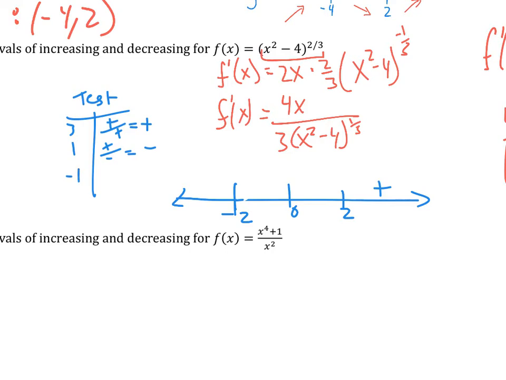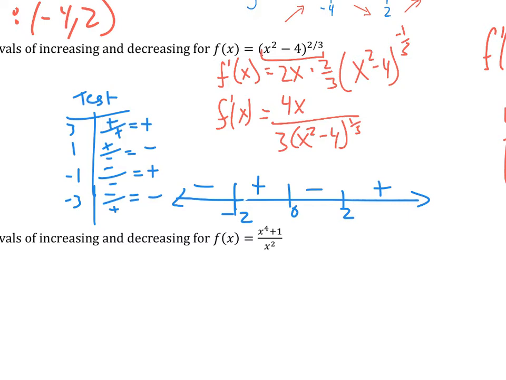Plug in negative 1. Well, we're going to get negative on top. Negative 1 squared is 1 minus 4 is negative. So we're going to get negative on the bottom. And so that's going to be a positive. And then last but not least, let's try something to the left of negative 2, like negative 3. Plug in negative 3, you're going to get negative on top. And then negative 3 down here is going to give you 9 minus 4. That's going to be positive. So this whole thing's going to be negative. Okay? So that's what it's going to look like there.